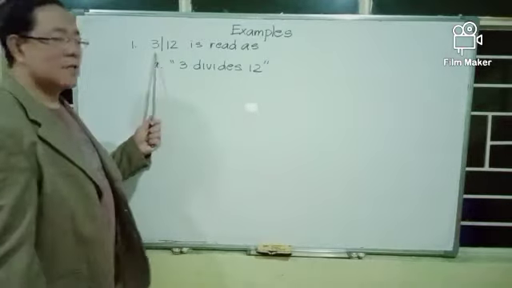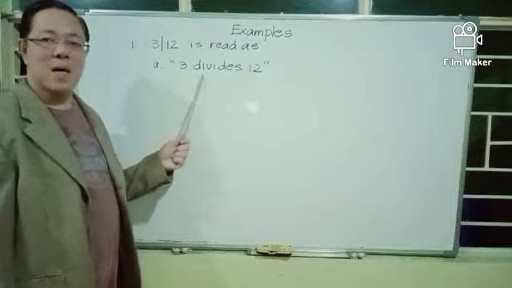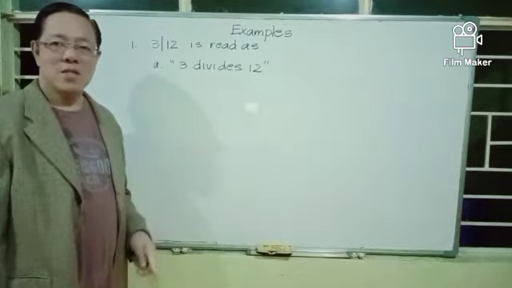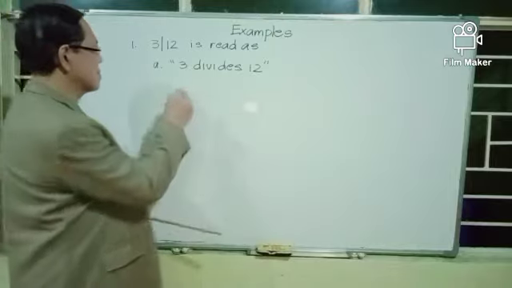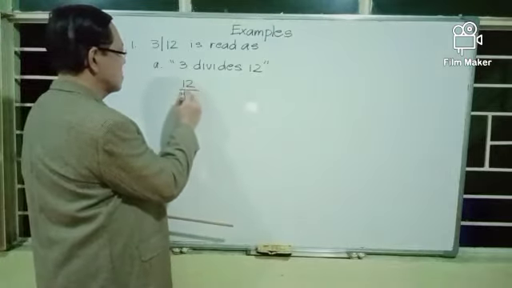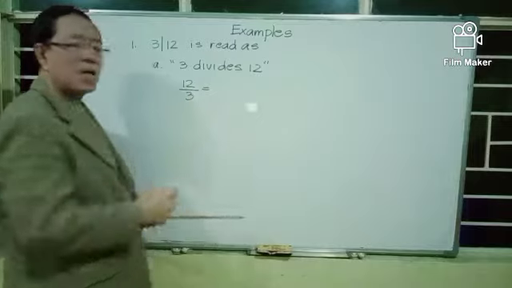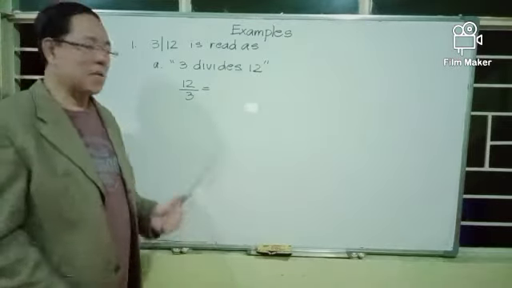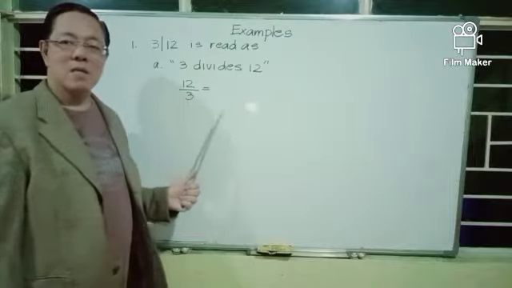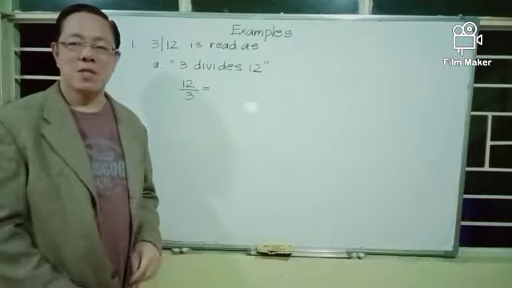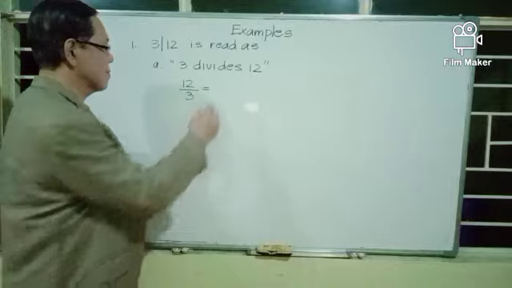Again, this notation is read as 3 divides 12. And that is true because if we actually divide 12 by 3, 12 is exactly divisible by 3. We can divide 12 by 3 and the answer is another integer, which is the integer 4.